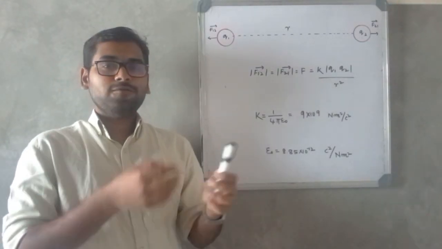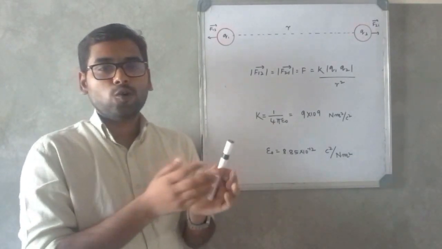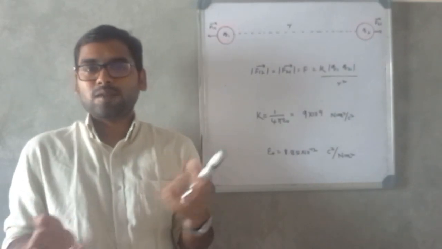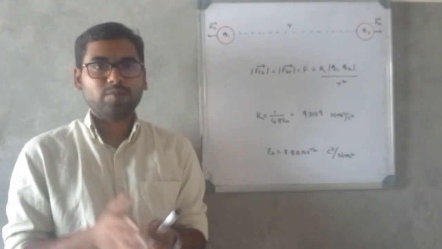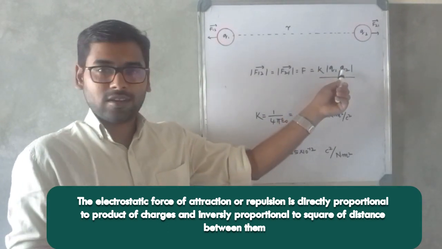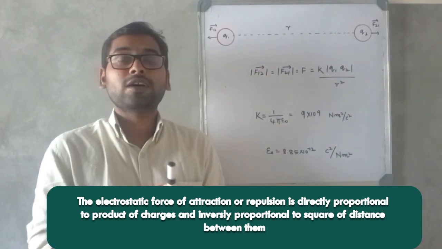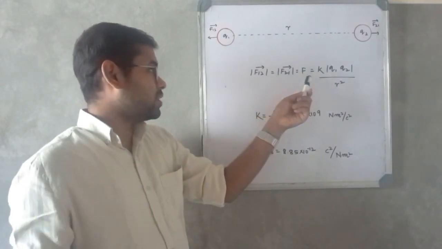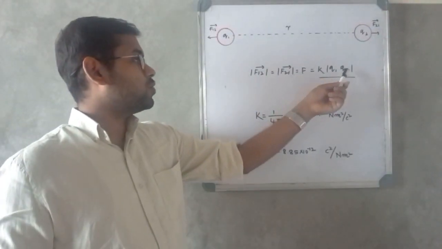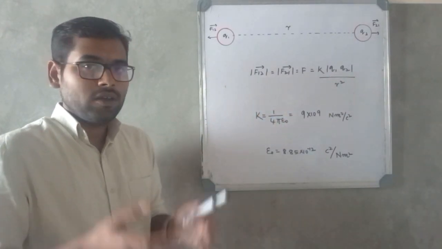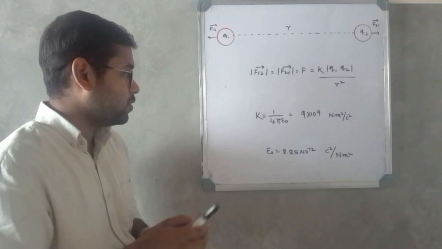And the magnitude of the force is given by the Coulomb's law, which states that electrostatic force of attraction or repulsion between any two charged bodies separated by distance r is directly proportional to the product of their charges and inversely proportional to the square of distance between them. So mathematically, Coulomb's law is given as F is equal to K |Q1 Q2| divided by R square. Here we have taken mod of Q1 Q2 because we need magnitude as positive value.